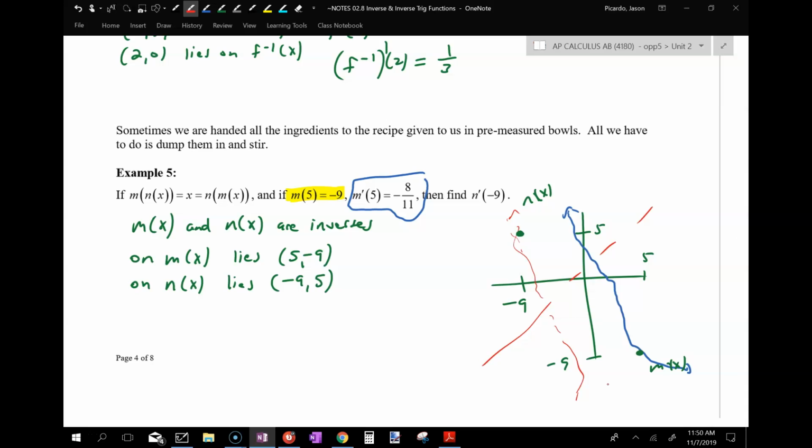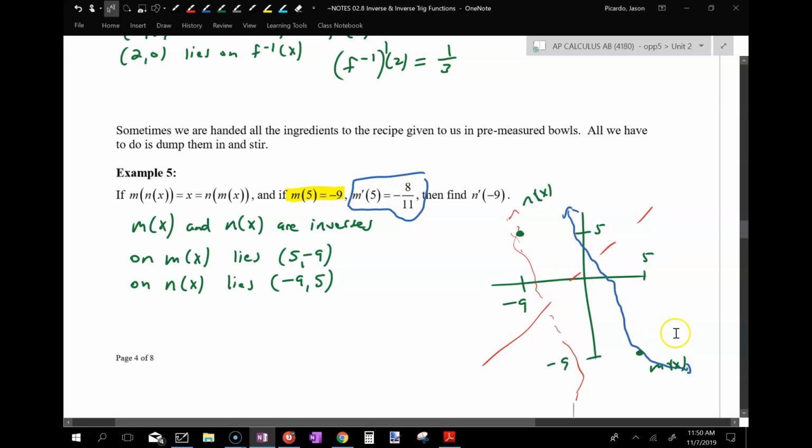So here's what we're going to do. Ready? Brandon, what is it saying? It's saying that at this point, I have this slope, right? Which means that at the corresponding point, I have to have what slope? The reciprocal of that, which is, give me the right sign, negative 11/8. Got to be the reciprocal, right? Because it's a corresponding point.